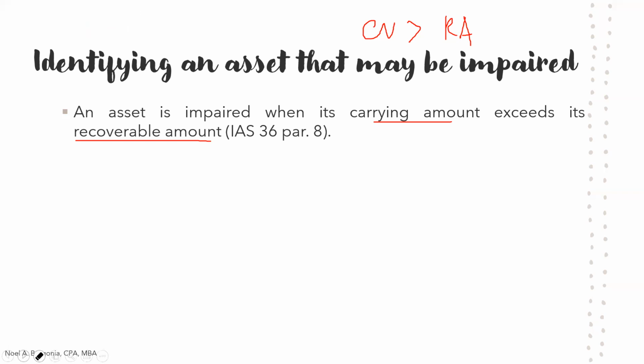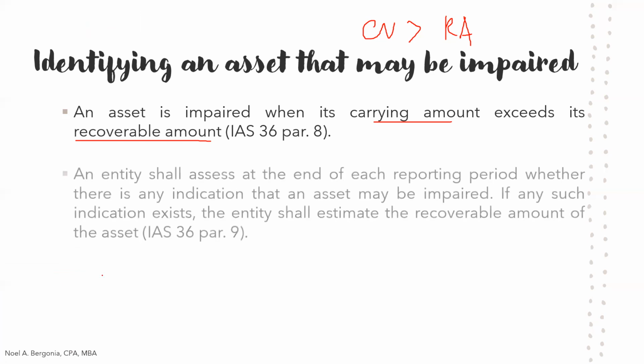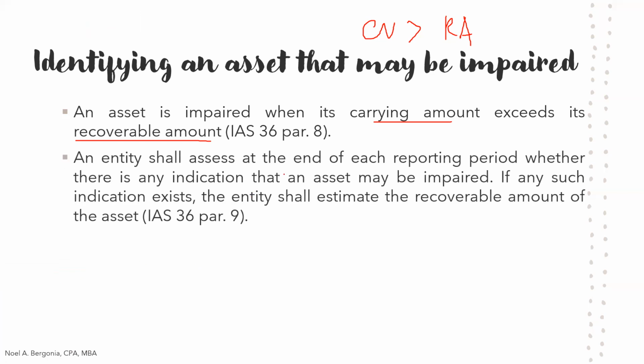To continue, in assessing the particular assets to be impaired, an entity should assess, at the end of each reporting period, whether there is any indication that the assets may be impaired. There will be identifiers that we will be discussing on the succeeding slides, showing how we can say that there is an impairment. If there is an indication of impairment, then the entity should estimate the recoverable amount to check whether it's lower than the carrying value.